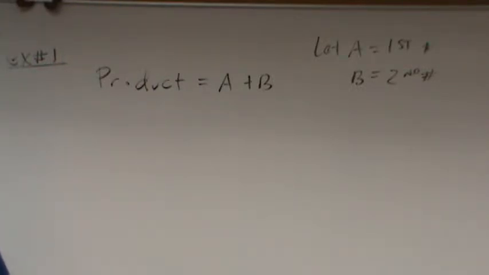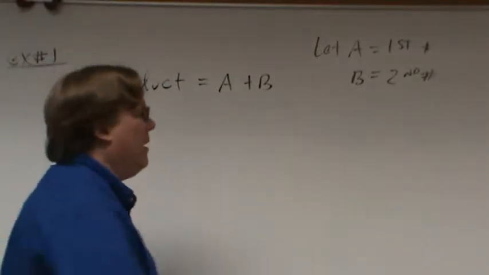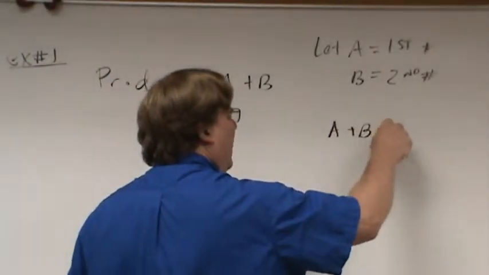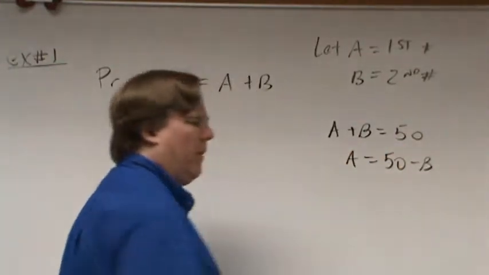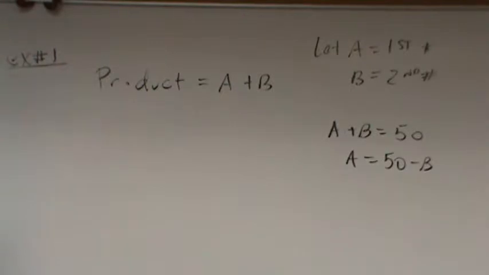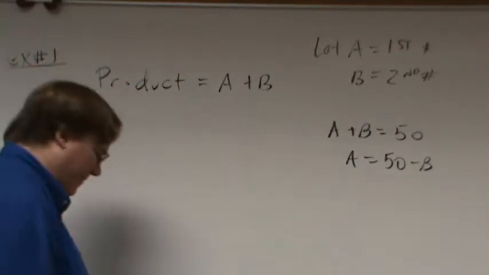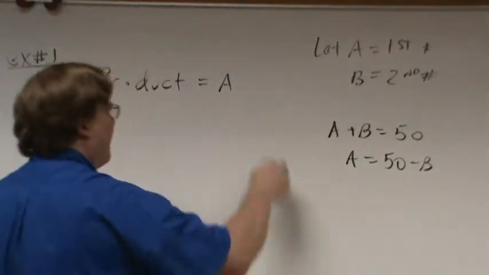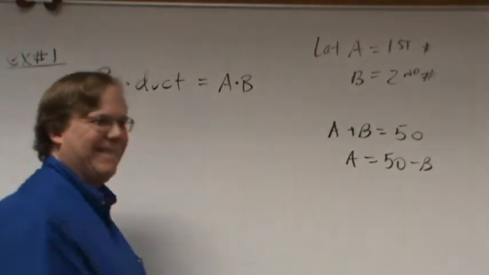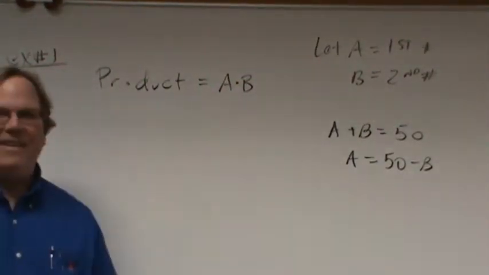Oh, A plus B equals 50. Yeah, they add to 50, right? So you get to say, well, A plus B equals 50, which means A is equal to 50 minus B. Those of you, yes, Daniel? Isn't the product of A and B equal to A multiplied by B, not A plus B? Yeah, I was just about to say that. Look at your equation at the top of the board. Product equals A plus B. There we go. Thank you, Daniel.